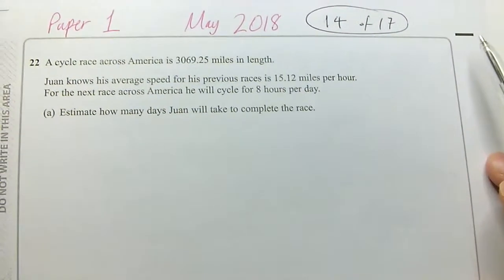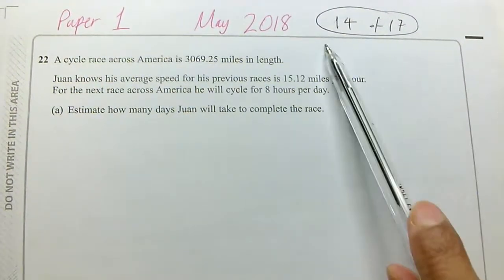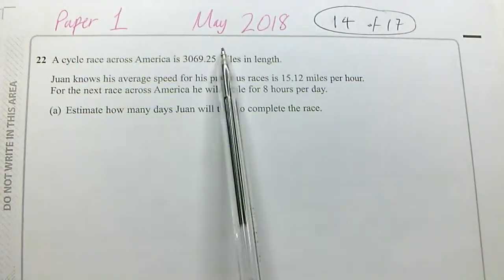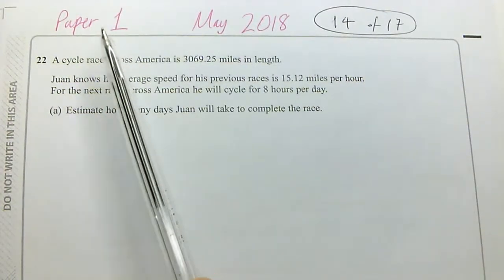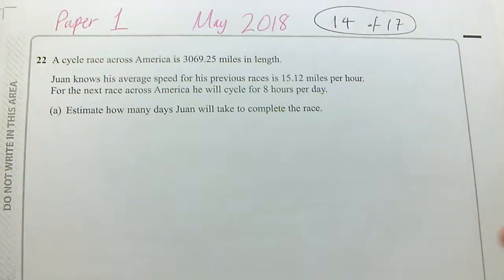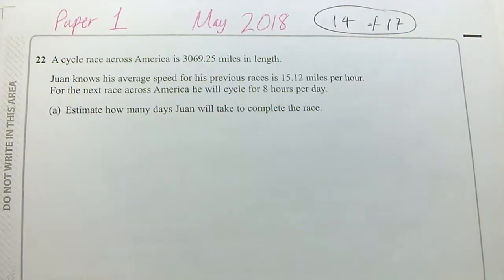Here is the next one. We're nearing the end now. Question 14 of 17. This is from May 2018, and again, paper 1, so we are not allowed to use a calculator. Press pause and have a go.